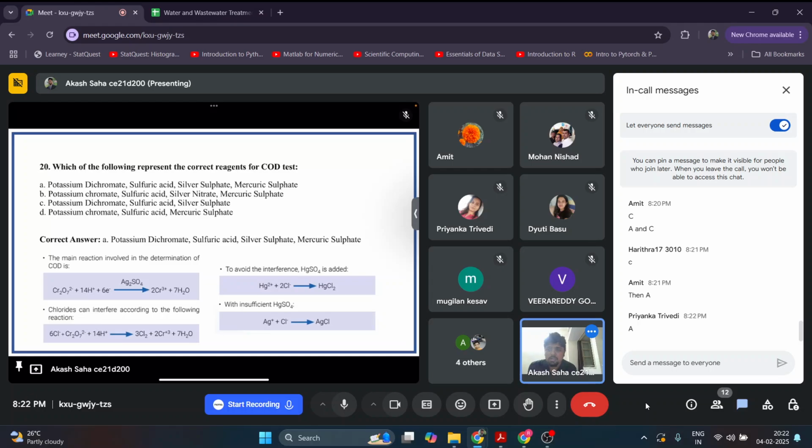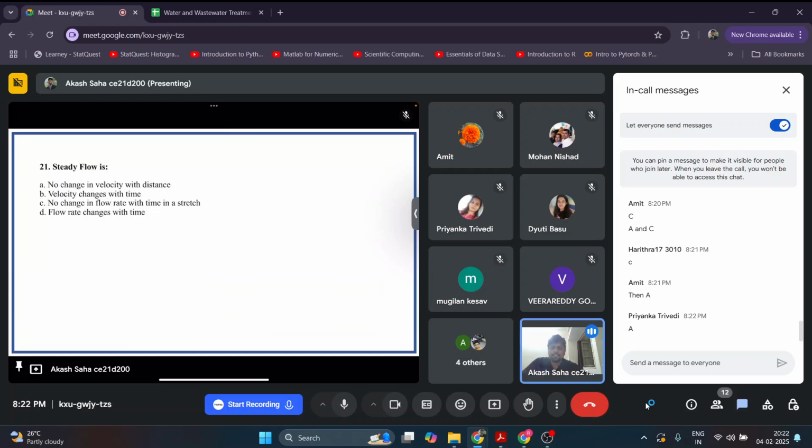Now HgSO4 will be required for precipitating the chloride, to avoid the interference of the chloride. And some amount of Ag is also required. So both Ag and HgSO4 are required for removing the interference. And sulfuric acid, like we have seen in the first two equations, there is some H plus because it has to be carried out in acidic medium. So for that, H2SO4 is required. So all the four are required.